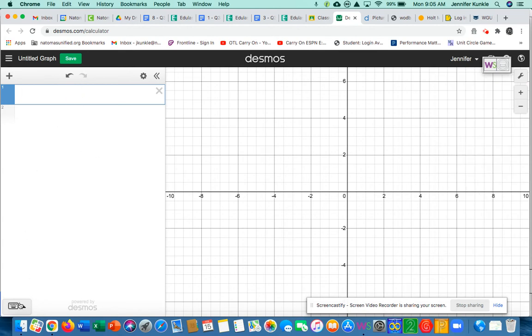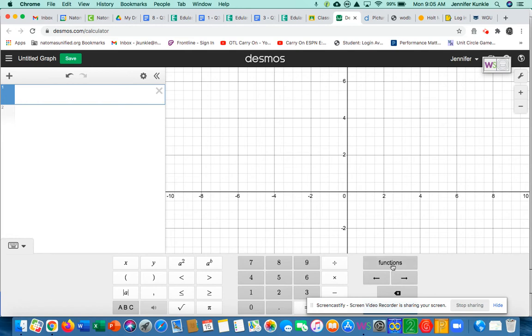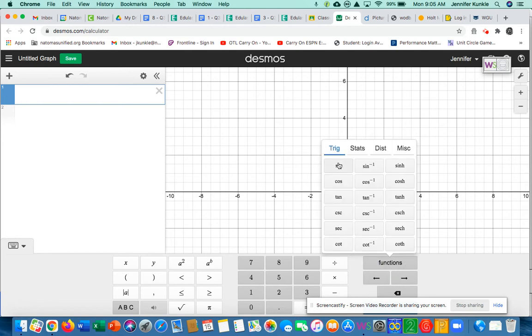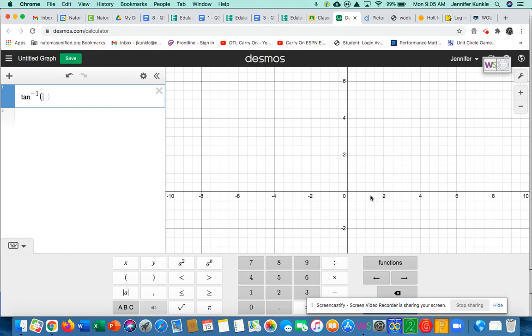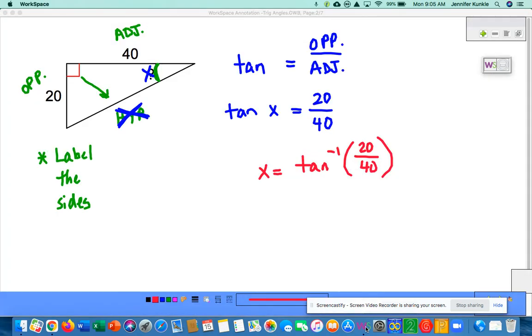All right. So I'm going to open up my keyboard and we're going to go to this function spot. And you can see we had sine, cosine, tangent, and then right next to that are our inverse. So these are the ones we're going to use when we don't know the angle. So I'm going to hit tan inverse, 20 divided by 40. And that's going to give us our angle. And we're just going to round to the nearest whole number. So 26.5, we're going to go ahead and round that to 27. And that is our angle.